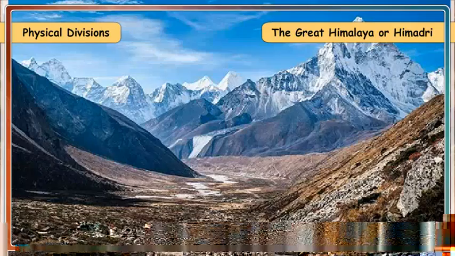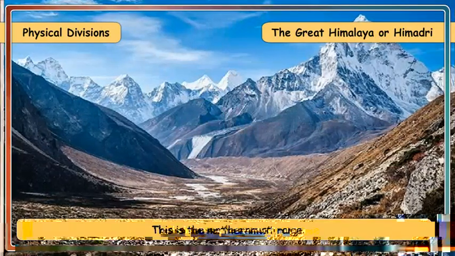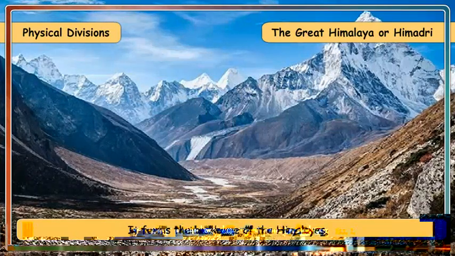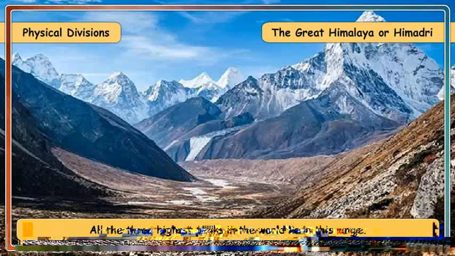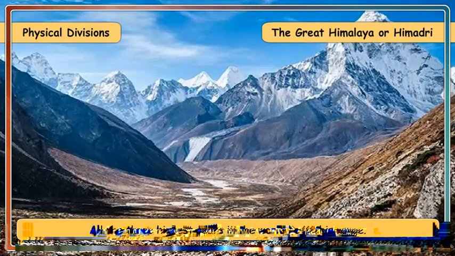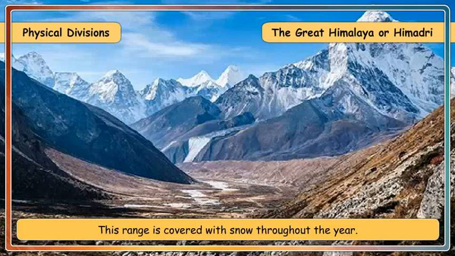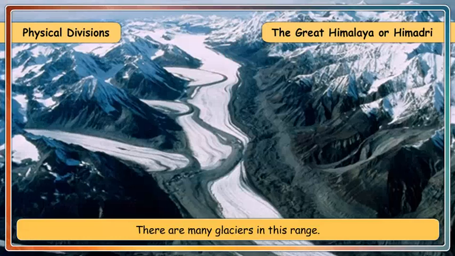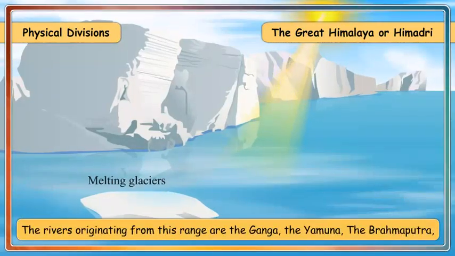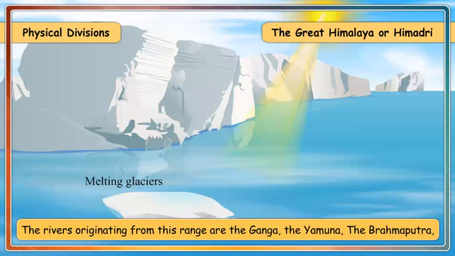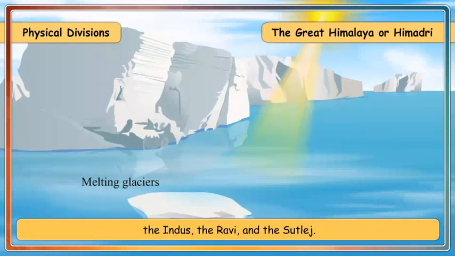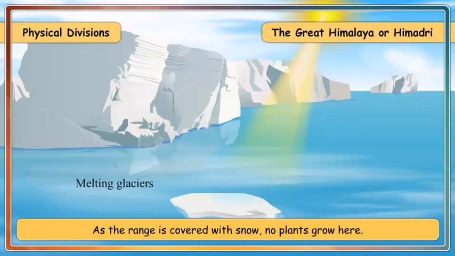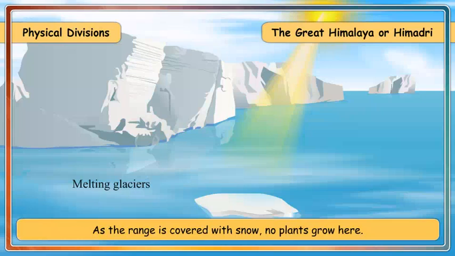The Great Himalaya or Himadri. This is the northernmost range. It is the highest and longest Himalayan range. It forms the backbone of the Himalayas. All the 3 highest peaks in the world lie in this range. This range is covered with snow throughout the year. There are many glaciers in this range. The rivers originating from this range are the Ganga, the Yamuna, the Brahmaputra, the Indus, the Ravi and the Satluj. As the range is covered with snow, no plants grow here.